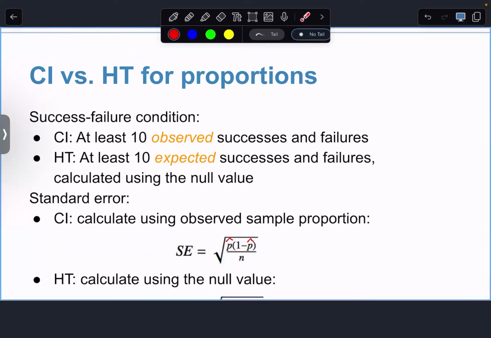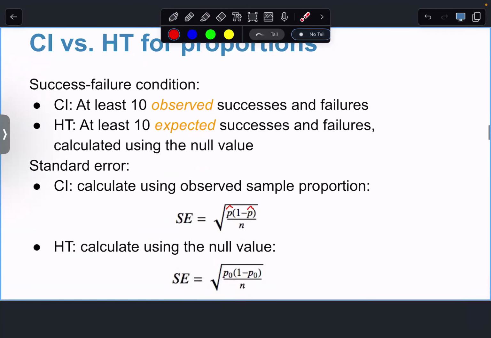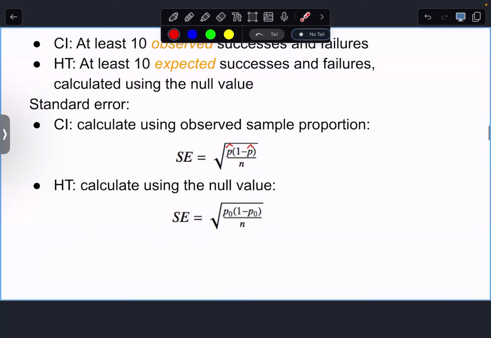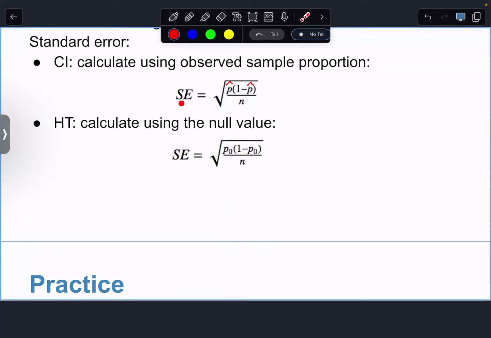We already discussed the conditions, right? I need at least 10 observed successes and failures if I have a confidence interval, whereas for a hypothesis test, I need at least 10 expected successes and failures. And the difference in calculating our standard error is going to be we need p hat instead of p naught.